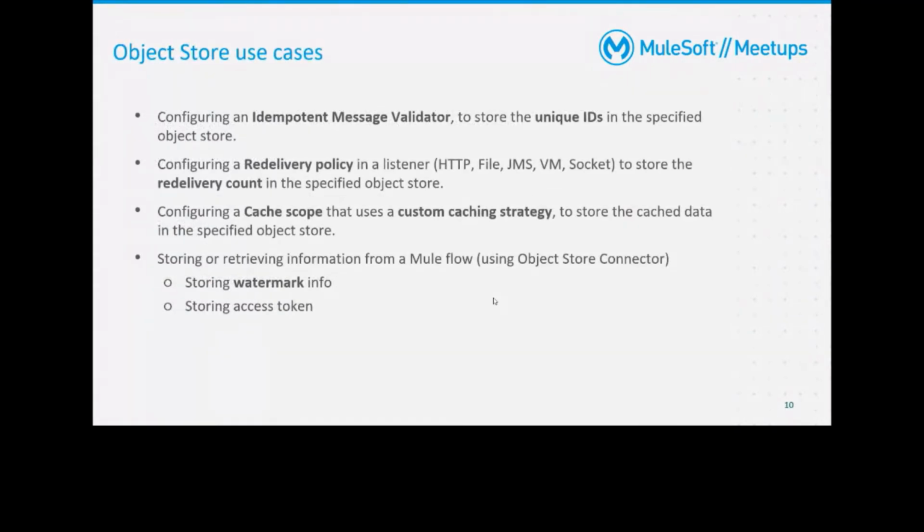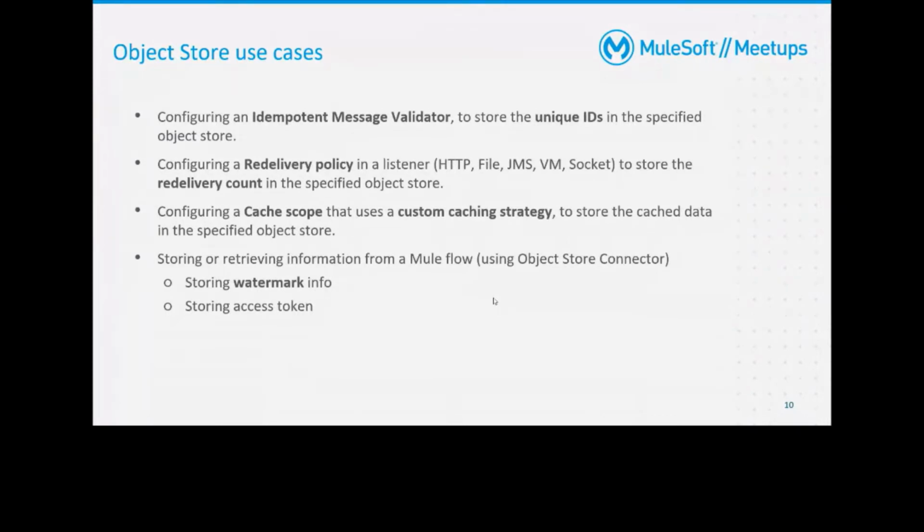Now, coming to the use cases of object store. As I mentioned, many Mule components internally use object store. While configuring the idempotent message validator, whenever we are using this connector, we can use object store to store unique IDs. I have just mentioned a few use cases, just to give you an idea of where object stores come into the picture in our implementation.